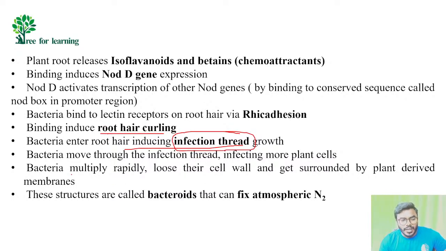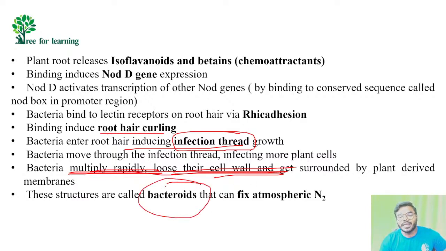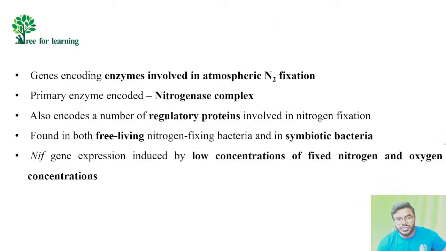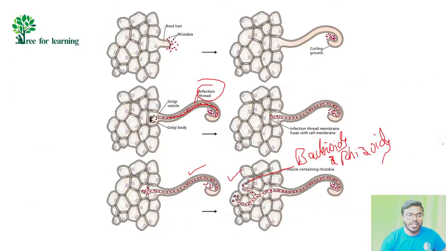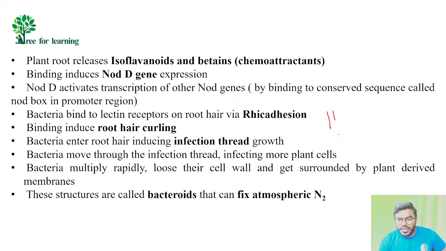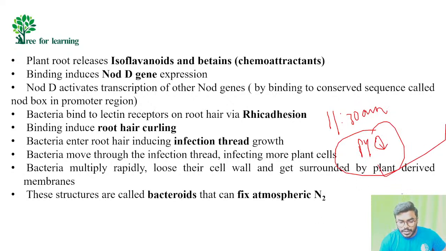What did I tell you? Bacteria multiply rapidly and lose their cell walls. That structure we call bacteroids. That bacteria, friends, is the only one going to fix the atmospheric nitrogen. How it will fix the nitrogen, we will discuss in the 11:30 a.m. class. So we will finish the entire concept in the 11:30 a.m. class. As usual, we will discuss all the PYQs from this particular topic specifically in the 7 p.m. class.